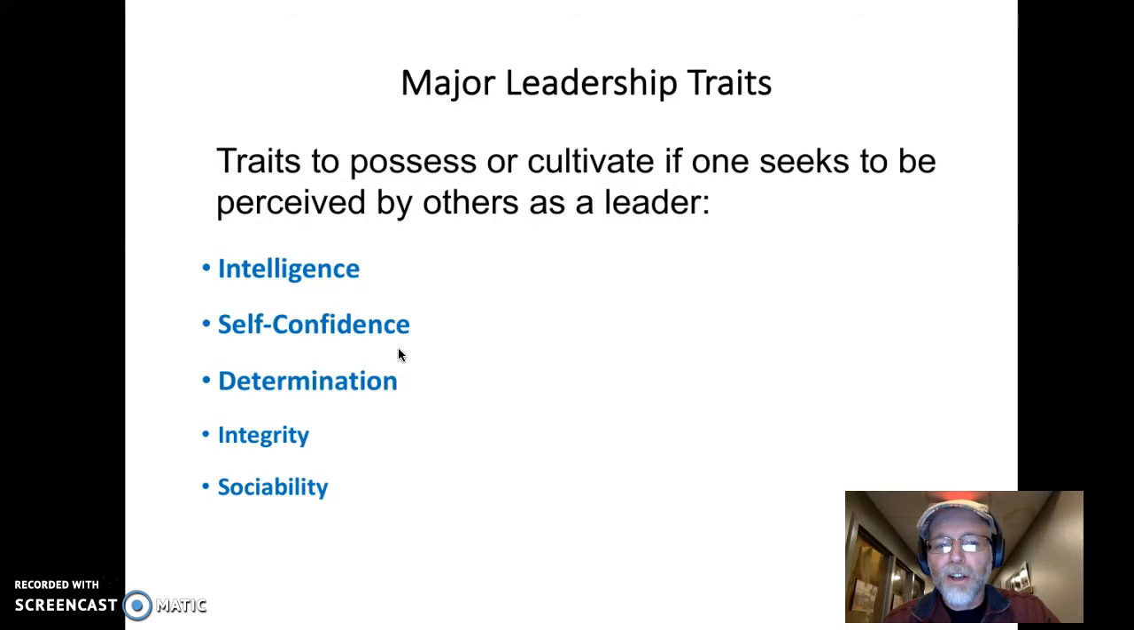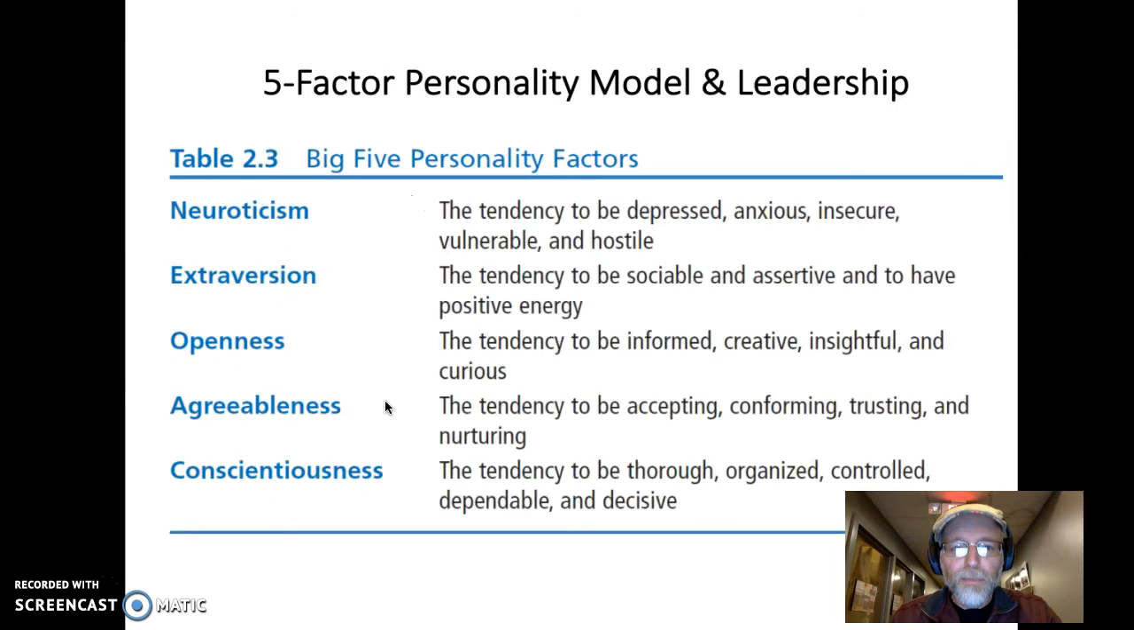What the trait theory argues is good leaders have those 5 traits. So the trait theory doesn't define leadership by what you do or your behaviors or your skills. It says leaders are born, and you've got to have these traits to make it work.